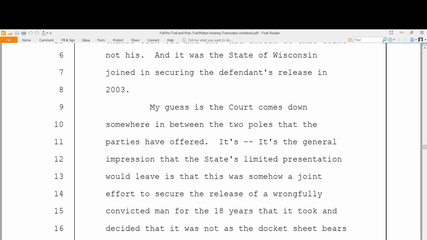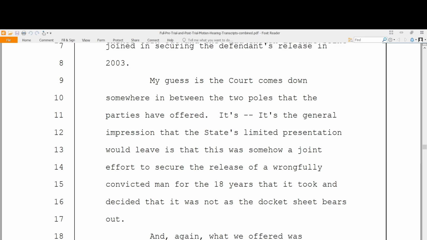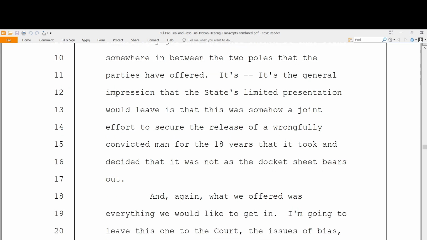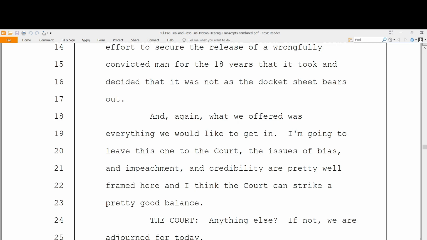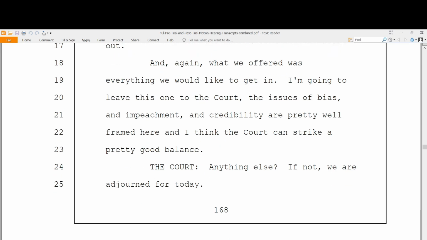My guess is the court comes down somewhere in between the two poles that the parties have offered. It's the general impression that the state's limited presentation is that it was somehow a joint effort to secure the release of a wrongfully convicted man after the 18 years it took, and that was not the case, as the docket sheet bears out. And again, what we offered was everything we would like to get in. I'm going to leave this one to the court. The issues of bias and impeachment and credibility are pretty well framed here, and I think the court can strike a pretty good balance.